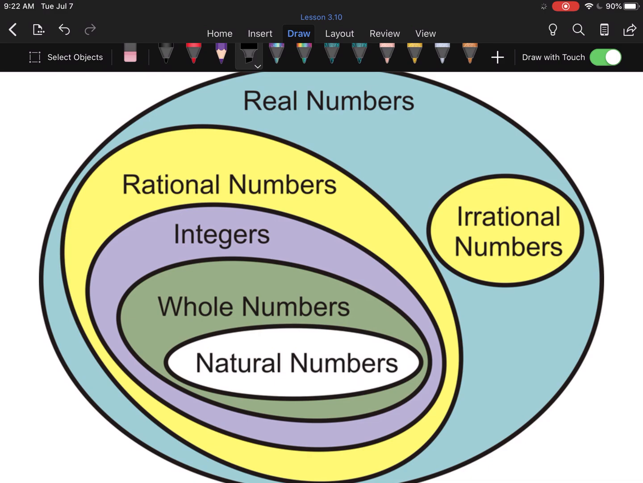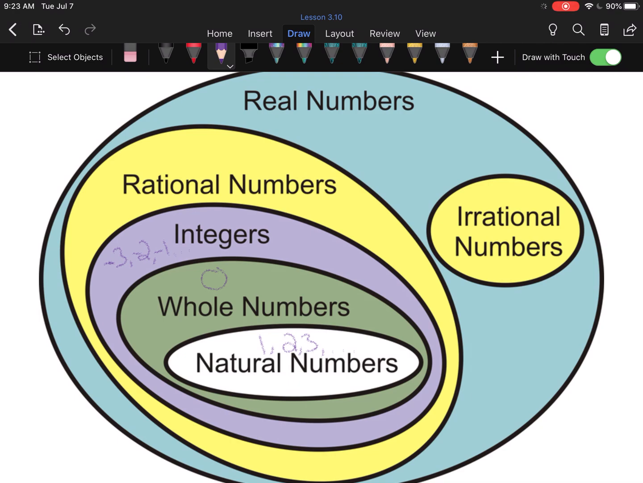The next group are the whole numbers. What's different between the natural numbers and the whole numbers? 0. It is the only number that is uniquely whole and not natural. So I'm actually going to do some writing on here. Your natural numbers are things like 1, 2, 3, so on and so on. Your whole numbers are those and 0. Your integers are your negative numbers, so negative 1, negative 2, negative 3, so on and so on, plus 0, plus 1, 2, 3, 4, 5.